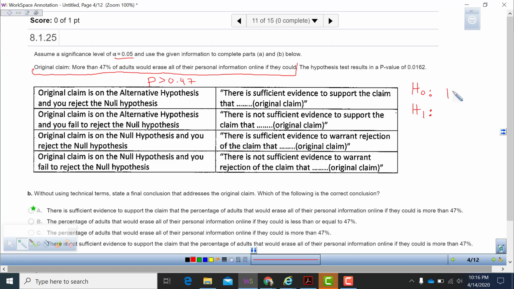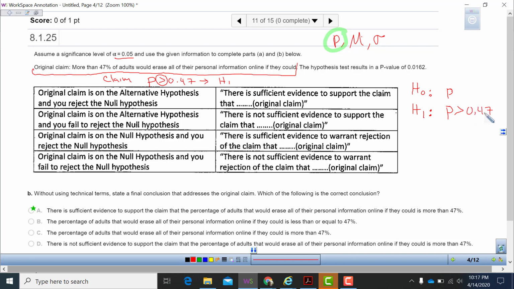The type of parameter we are handling in this problem is proportion. So we write p, right? It's proportion. Remember, we only have either proportion, mean, or standard deviation. For this particular case, it is proportion. It says right here 47%, which is a proportion out of 100. Since the claim contains this mathematical symbol, this has to be placed on the alternative hypothesis.